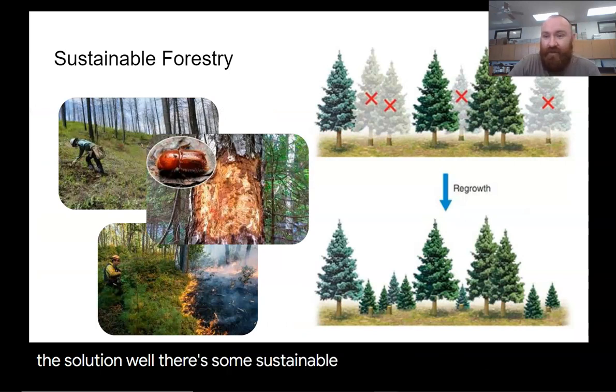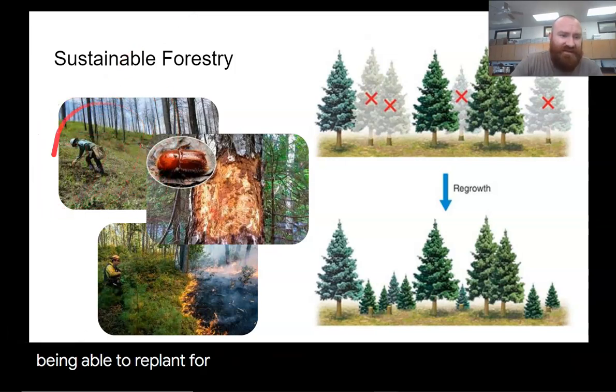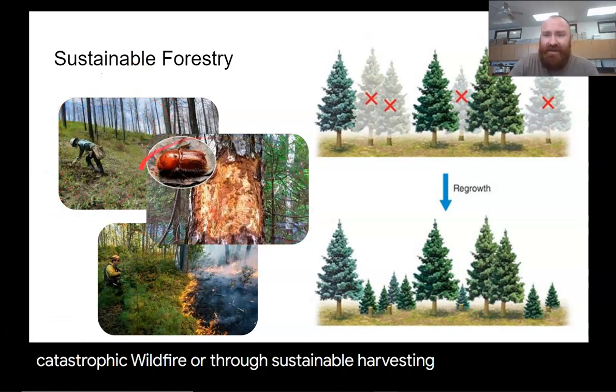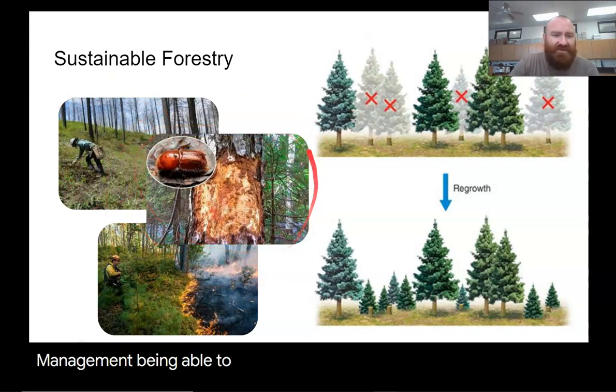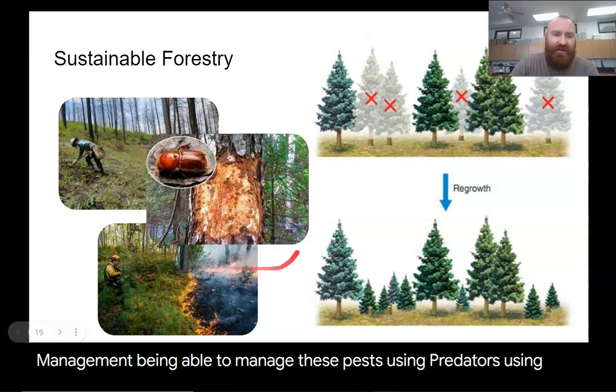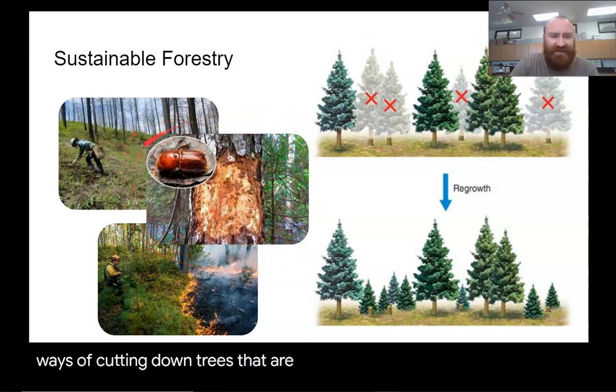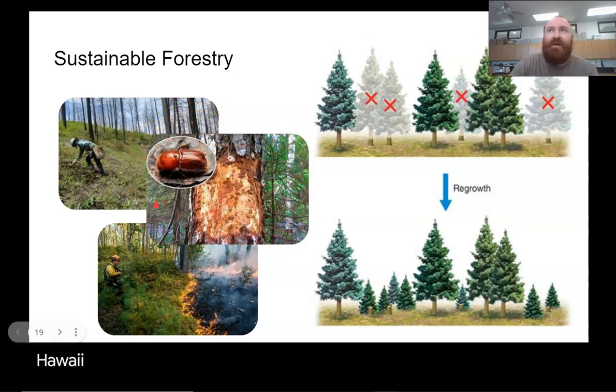So what's the solution? Well, there's some sustainable forestry practices such as reforestation. As you can see here, being able to replant forests that maybe were burnt down through catastrophic wildfire or through sustainable harvesting. Integrated pest management, being able to manage these pests using predators, using ways of cutting down trees that are infected, mitigating the pests that are destroying forests, especially in Colorado and California, but even here in Hawaii, the rapid ohia death.